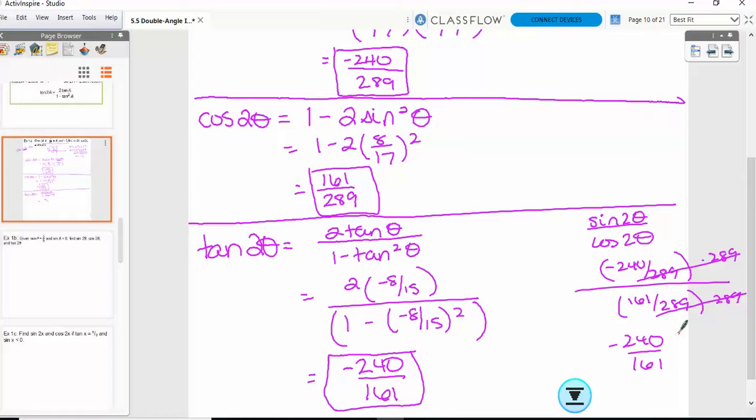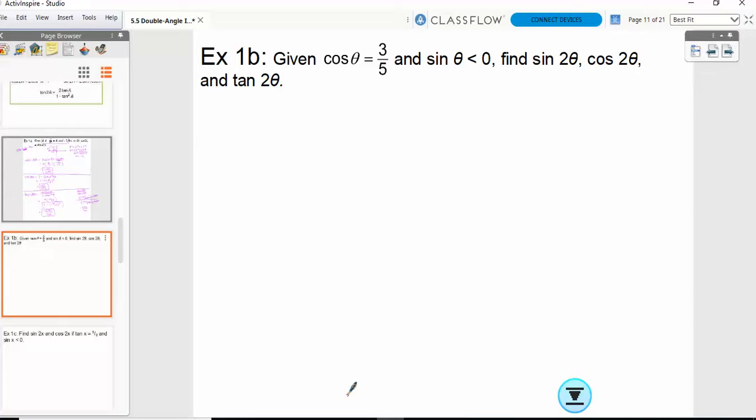All right. Do we need another one like that? Okay, let's do that. All right, so this time I'm going to tell you cosine is 3/5 and sine is less than 0. I want sine, cosine, and tangent of 2 theta.